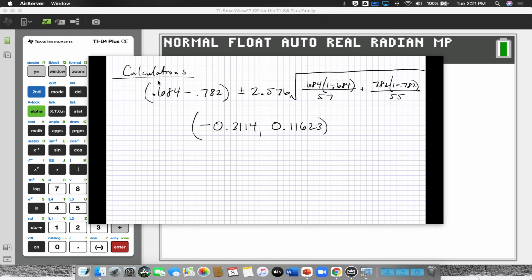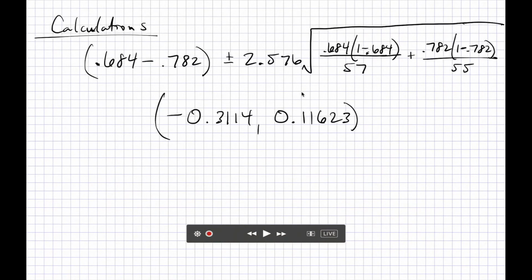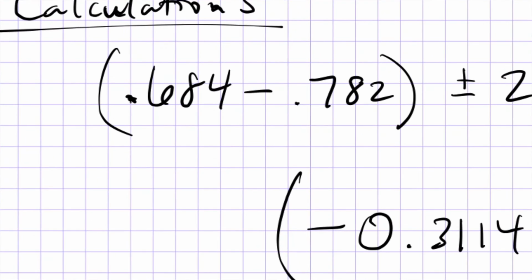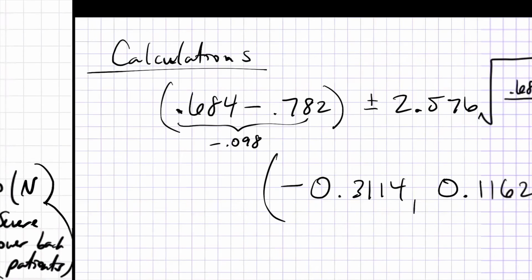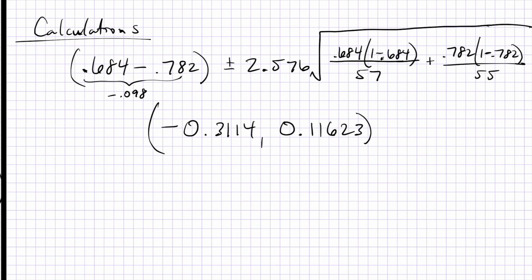You guys are just saying it has negatives in it. Why does it have negatives in it? These two p hats subtracted from each other are going to give us a negative, right? If I subtract these two here, I get 0.684 minus 0.782. This is going to give us negative 0.098. That's one of the reasons why it's negative. What's the other reason why it's negative? Well, let's do the conclusion. After the conclusion, it'll make more sense.